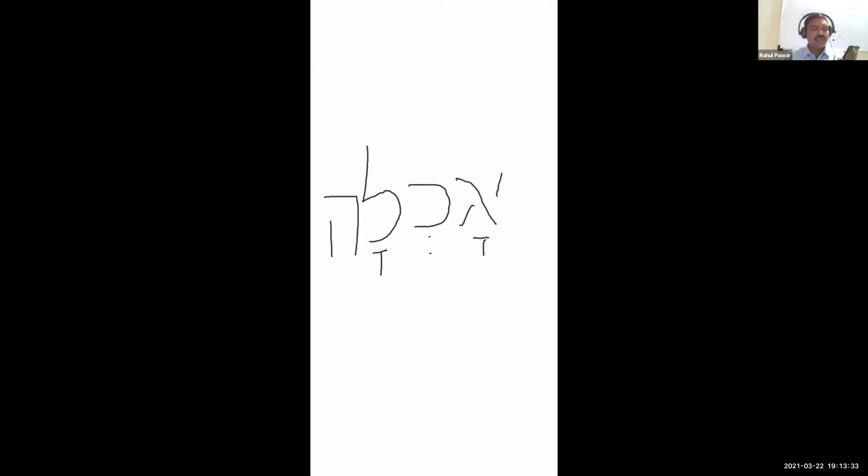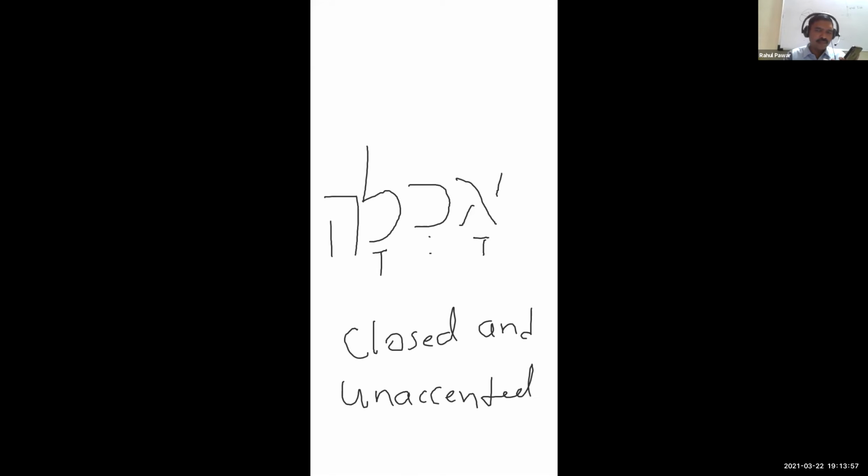Okay. Can anyone try to read this word? Okla. Okay. So the condition must be, it should be a closed and unaccented syllable. You know that in English, in Hindi, in Marathi, there are syllables.